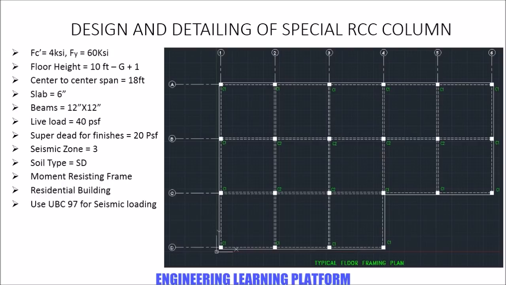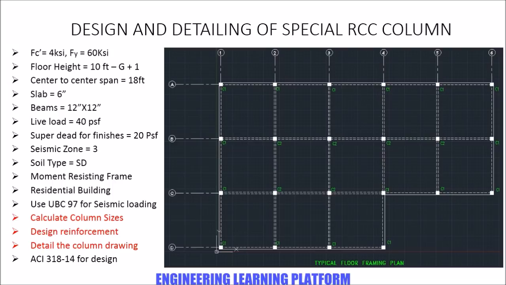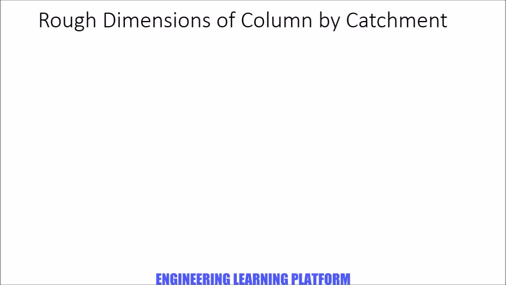We have to use UBC 97 for seismic loading. We have to calculate the column sizes, its reinforcement, and the detailed drawing, and use ACI 318-14 for design. Let's start with the rough dimension calculation.